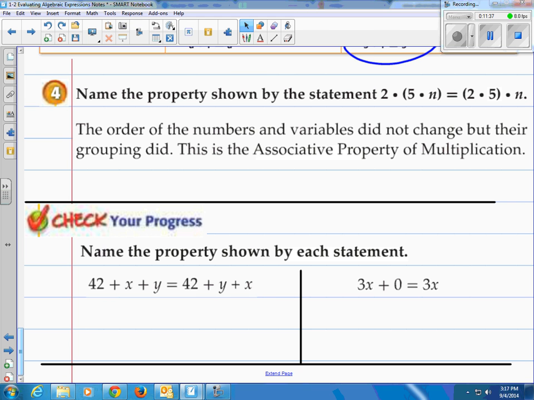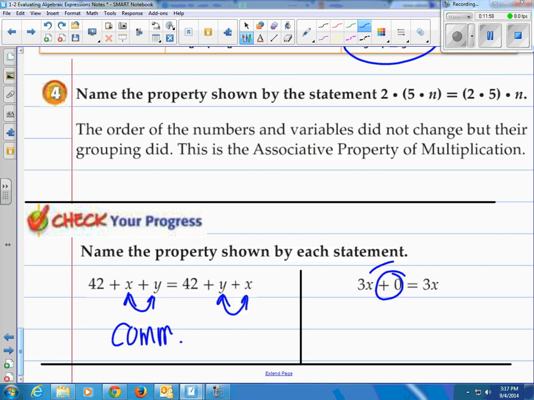On this first one here, can you see that they're actually switching x and y? Since they're switching them, this is going to be commutative. I'll abbreviate there. On this last one, the 3x plus 0 equals 3x, that's getting you back. When you add 0, it doesn't change the value. It gets you back to the identity. So we call that the identity property.